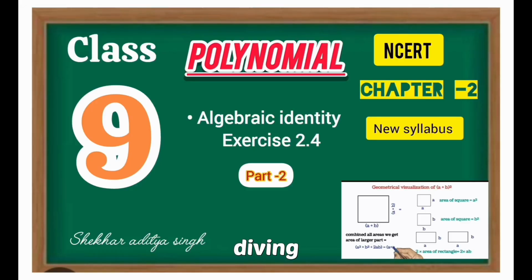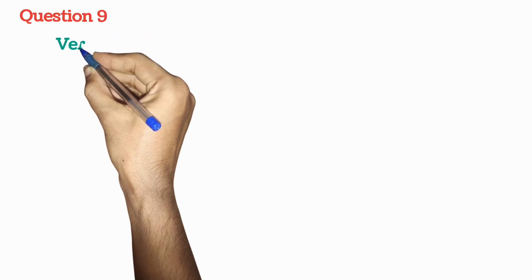If you are diving into algebra and feeling a bit lost in the world of identities, then you are at the right place. Today we will take questions number 9 to 16 from exercise 2.4. Questions number 1 to 8 have already been covered in part 1. So stick with the video and watch till the end. Let's start the video.